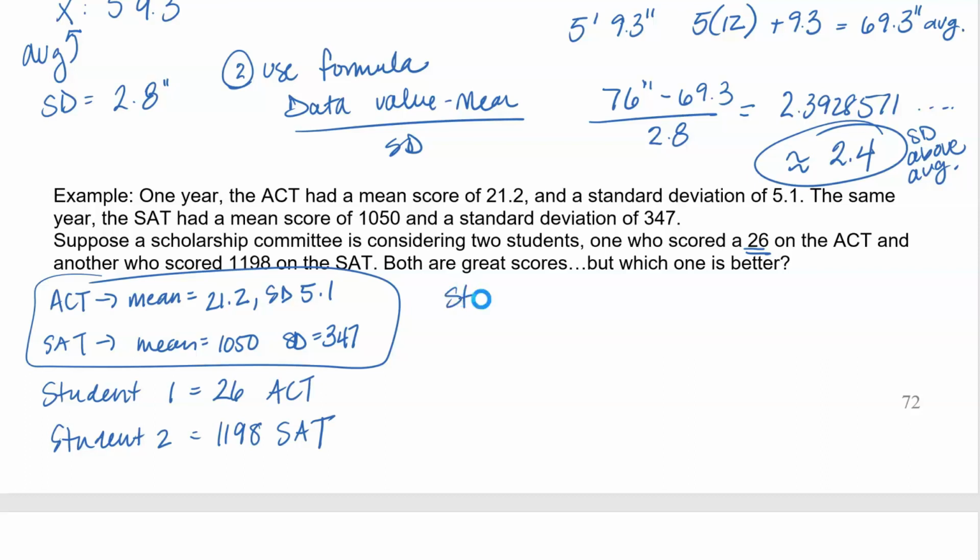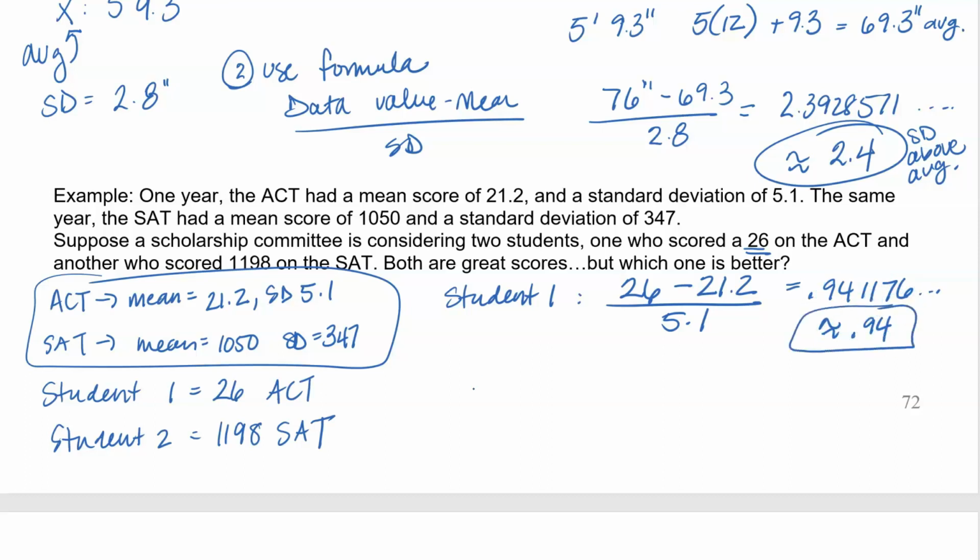So let's just do student 1 first. Okay, so we're going to use the formula. Student 1 took the ACT, so their data value is 26 minus the average for ACT divided by the standard deviation for ACT. And if we work that out, we get approximately 0.94. Okay, this didn't tell us how to round, so I'm just going to round to 2 decimals.